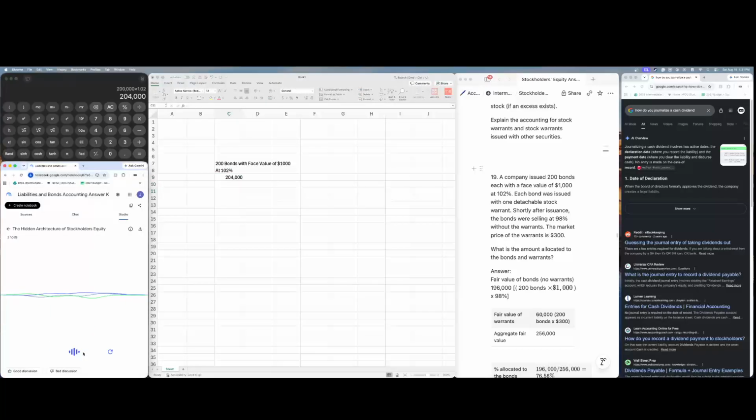This sounds like gibberish. What are you saying? So 200 bonds at face value of $1,000 at 102. So they'll receive 204,000 because it's on a premium. But each of those 200 bonds was issued with one detachable stock warrant.